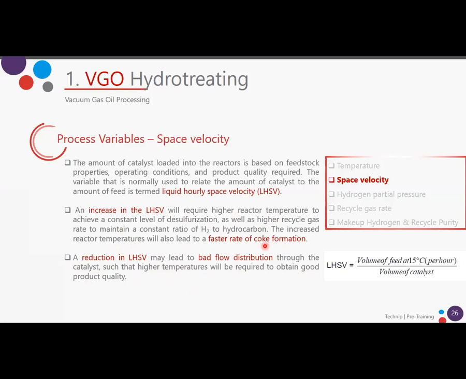Okay, remember that in the operating manuals, also the licensor will give you the instructions about the desired liquid hourly space velocity that you will have to maintain for the unit. And this is the formula how we calculate this liquid hourly space velocity. This is divided, in this case, by the total volume of catalyst.